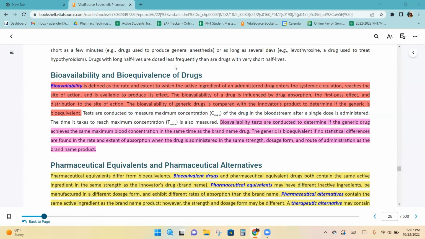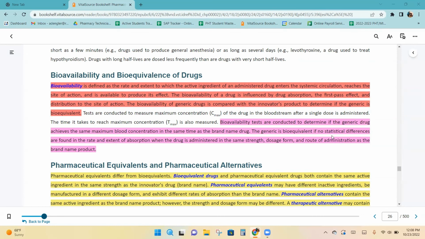Bioavailability is defined as the rate and extent to which the active ingredient of an administered drug enters the systemic circulation, reaches the site of action, and is available to produce its effect. The bioavailability of a drug is influenced by drug absorption, the first pass effect, and distribution to the site of action. The bioavailability of generic drugs is compared with the innovator's product to determine if the generic is bioequivalent. Bioavailability tests are conducted to determine if the generic drug achieves the same maximum blood concentration in the same time as the brand name drug.